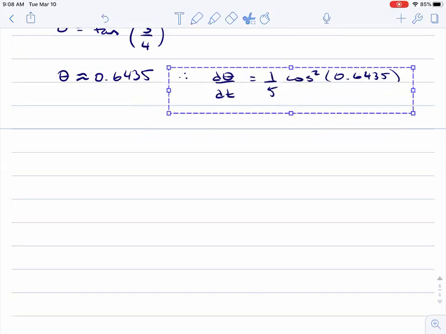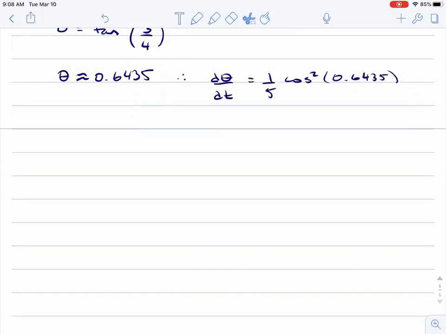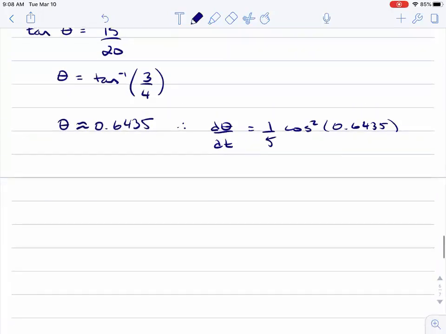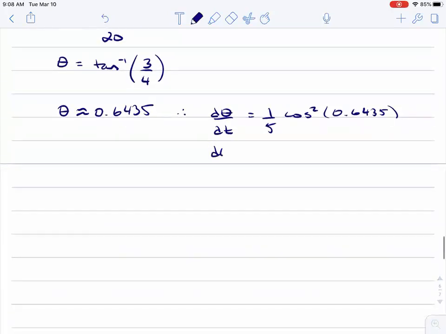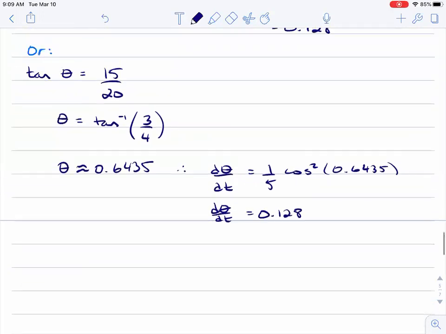So let me just save some space here. D theta dt is 0.128. So it works out to be the same thing. What a relief. Couldn't have two things not work out.